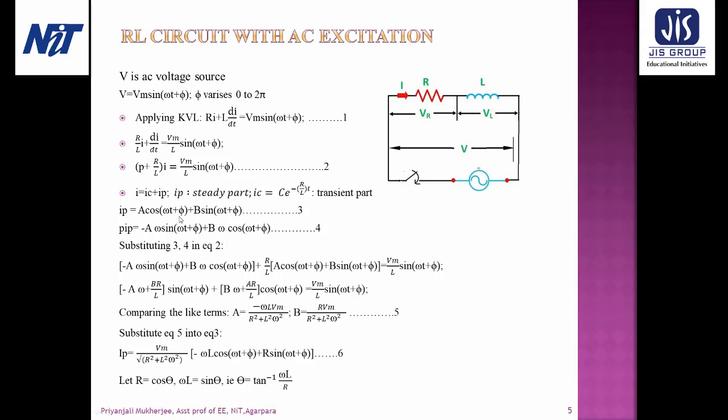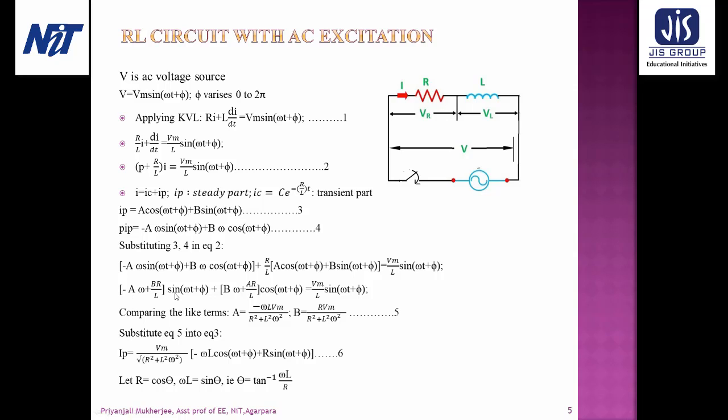part of the system. Now iP is considered to be A cos(omega t plus phi) plus B sin(omega t plus phi). Now the derivative of this becomes minus A omega sin(omega t plus phi) plus B omega cos(omega t plus phi). So we can put these into the equation P plus R by L into i equal to Vm by L sin(omega t plus phi).